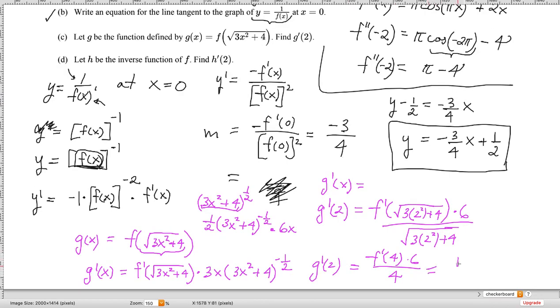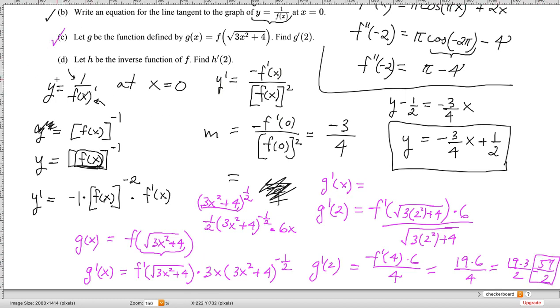This is 19 times 6 over 4, which is equal to 19 times 3 over 2, and whatever that's going to be. 19 times 3 is 20 times 3 minus 3, which is 60 minus 3, which is 57. 57 over 2. And I think that they're okay with you leaving your answer like that.